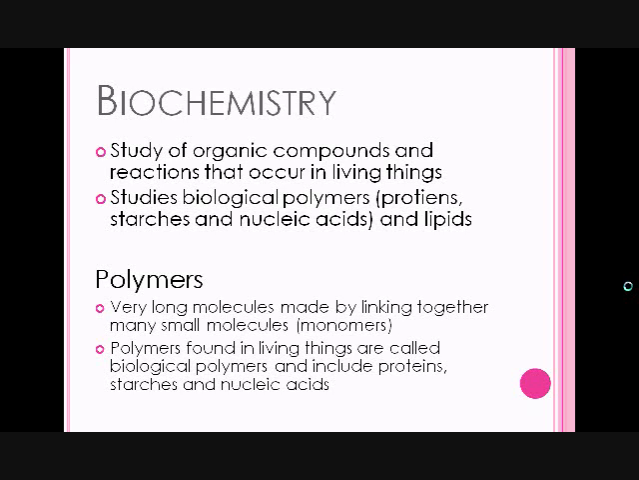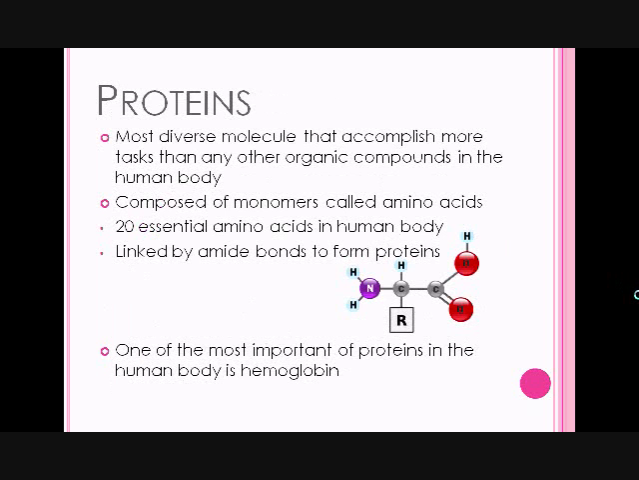Polymers found in living things are called biological polymers. Biological polymers include proteins, starches, and nucleic acids. Proteins are the most diverse molecule in living organisms and accomplish more tasks than any other organic compounds in the human body. Proteins are composed of monomers called amino acids. In the human body, there are 20 essential amino acids that all contain a carboxyl group and an amino group. Amino acids, which are monomers, are linked by amide bonds to form proteins, which are polymers.